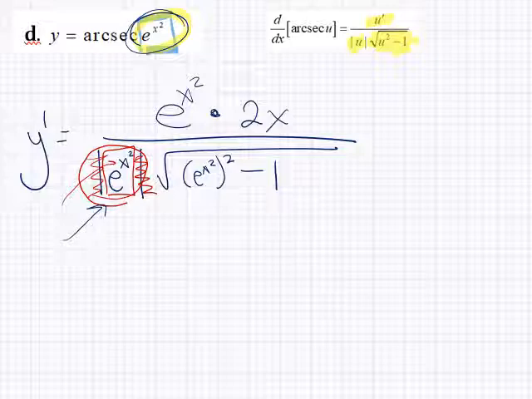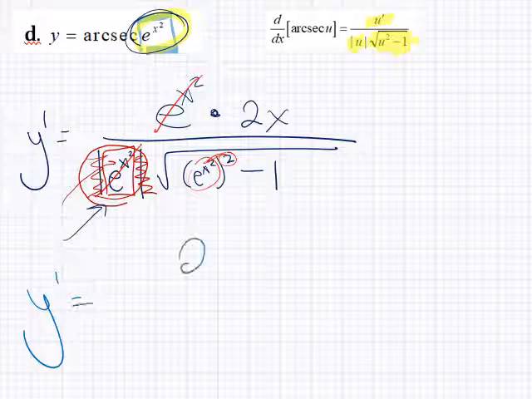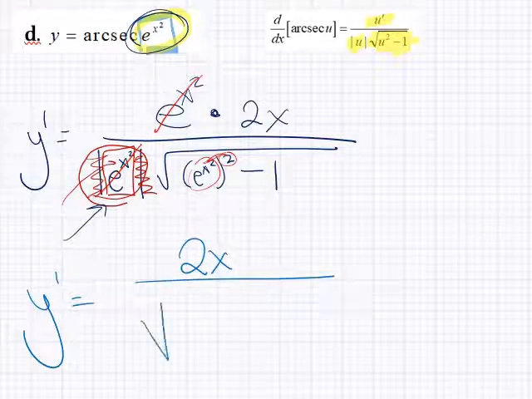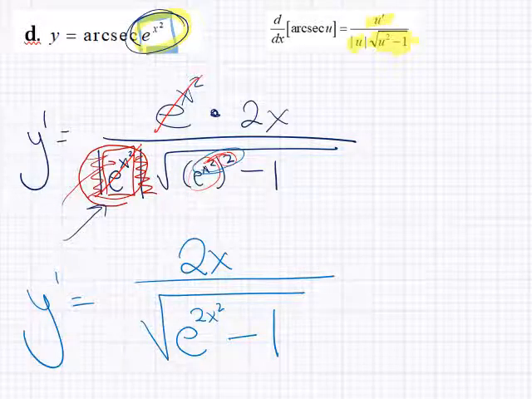So what I can now do is, since the absolute value is not there, I can cancel this function and this function. If I square this, it's a power to a power, so I multiply those two exponents together. And so my derivative should be simplified to just 2x over the square root of e to the 2x squared minus 1. Again, I multiply these: x squared times 2.